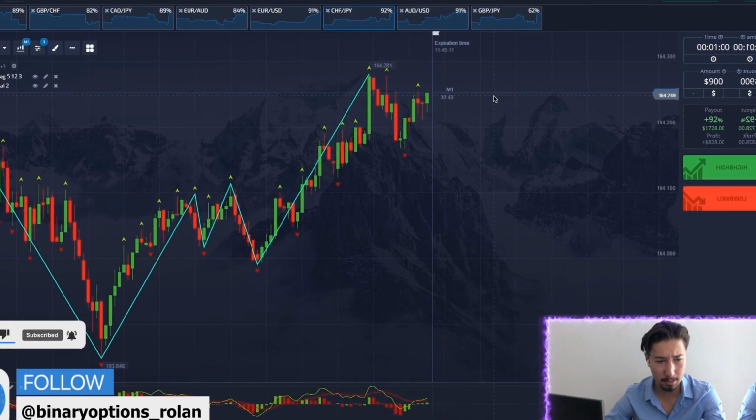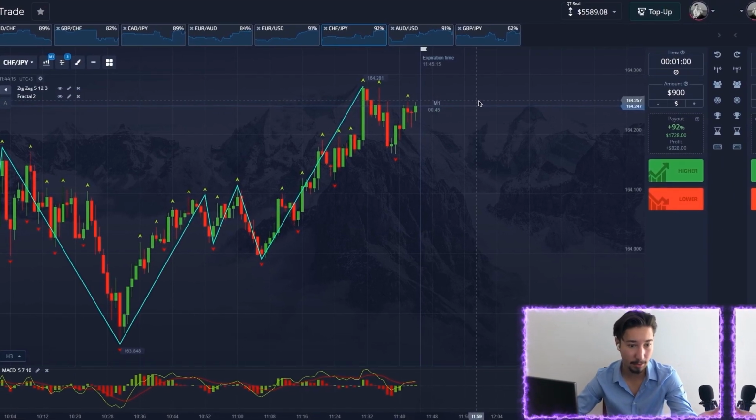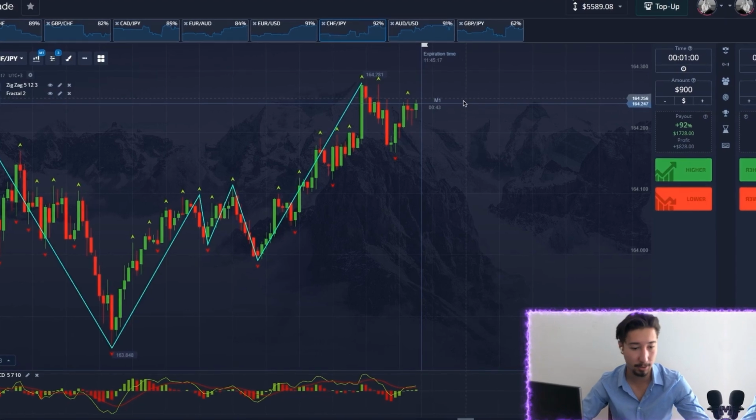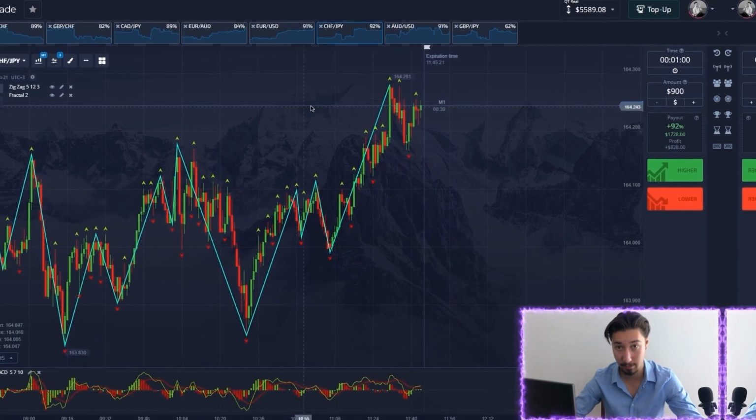We started out with $100. Now our balance is almost $5,600. I guess this is excellent trading today. Using these indicators, I will finish my trading with this result.